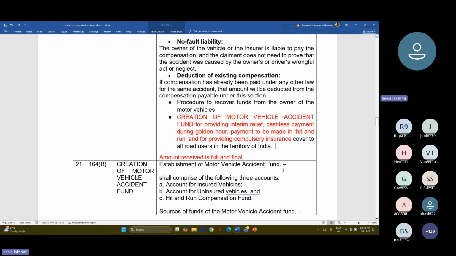Okay, where there is no insurance, that also has to be compensated. Some fund would be diverted from the motor vehicle accident fund to that. The amount received under this section is full and final. They cannot file any other petition for wider compensation. This is a fixed compensation, and this is the full and final amount. There cannot be any other petition further to this.